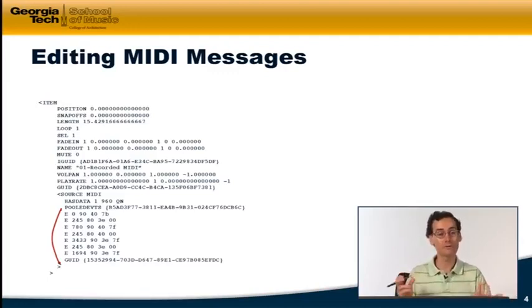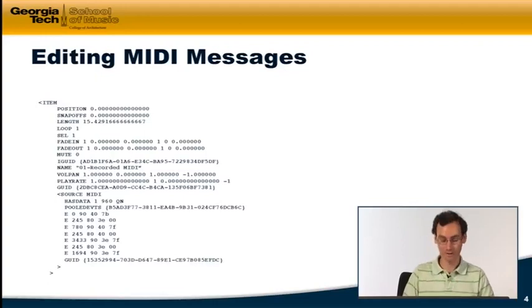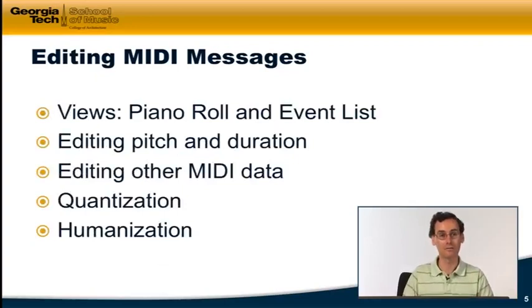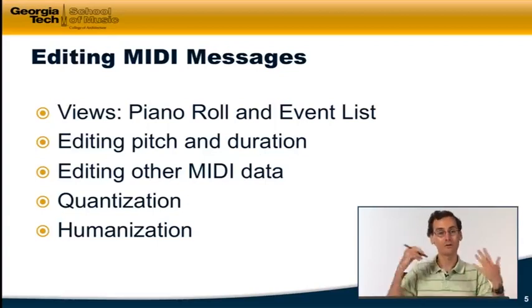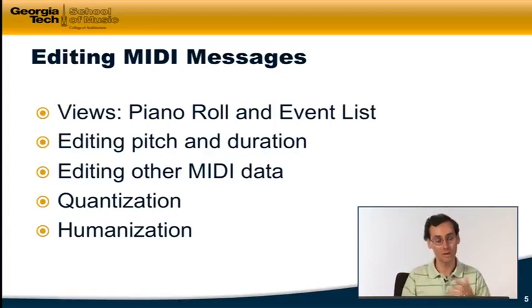And so I suppose if you were really kind of crazy, you could just open this file up and you could start editing these numbers manually if you want to change values of these different MIDI messages. But that would be extremely painful, and I do not advocate that. Instead, there are much better ways to do this within the DAW. And so we're going to look at 2 editing views that are available to us, a piano roll view and an event list view. And we'll look at how to edit pitch and duration and other data like velocity or MIDI control change messages. And then we'll look at some broader operations that we might do, quantization and humanization in particular, and why we might want to do them.